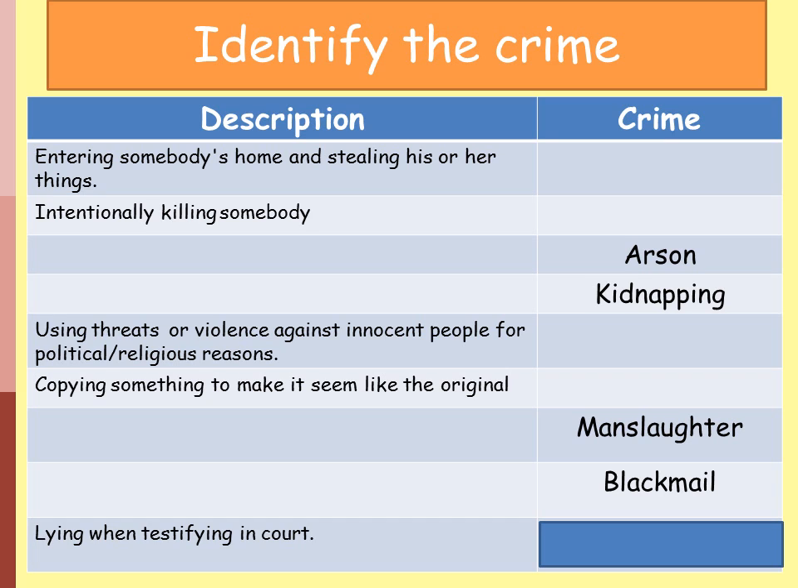So the first task I'd like you to do is identify the crime. So what we've got here on the left hand side, we've got some descriptions. On the right hand side, we've got the name of the crime. So what you need to do is basically match up. So entering somebody's home and stealing his or her things, and then you need to write down what the crime is in the right hand column. Intentionally killing somebody, you need to write the crime in the right hand column again.